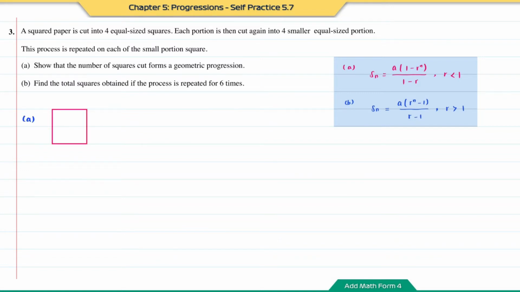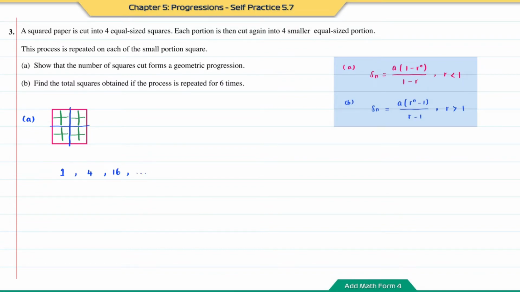Here I have a diagram of a square paper. At first we have one square paper, so therefore it's just one square. Next, we want to cut this into 4 equal sized squares. So this is what I'm going to do. Now I have 4 equal sized squares. Next, for the small squares, we're going to cut each into another 4 like this. Therefore, in total, we're going to have 16 squares, and so on.